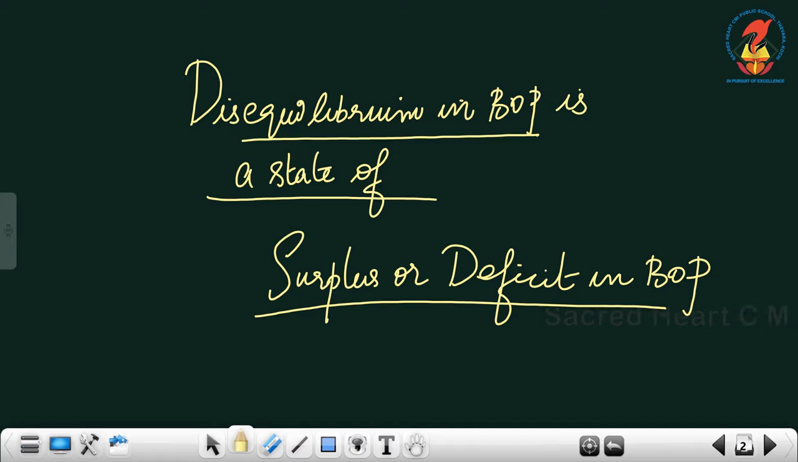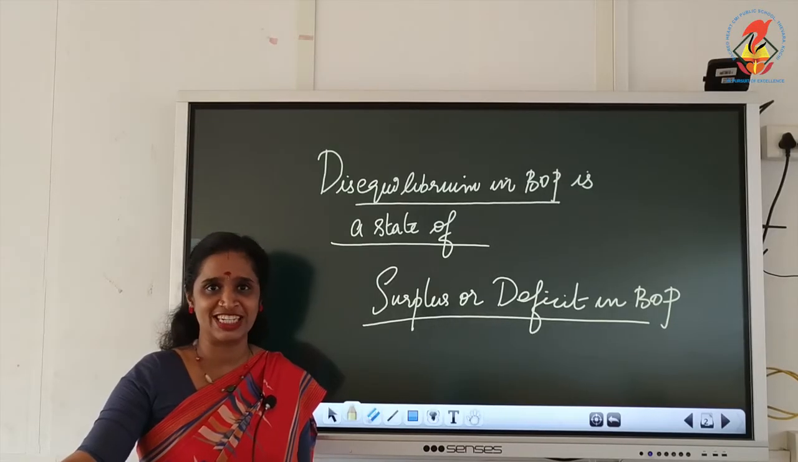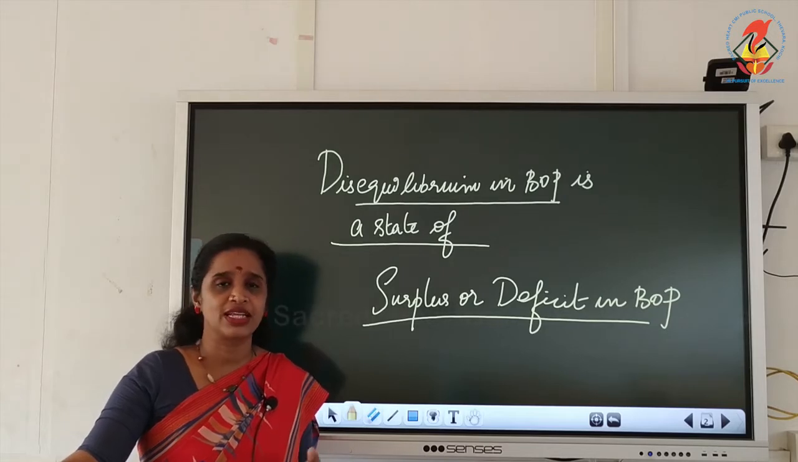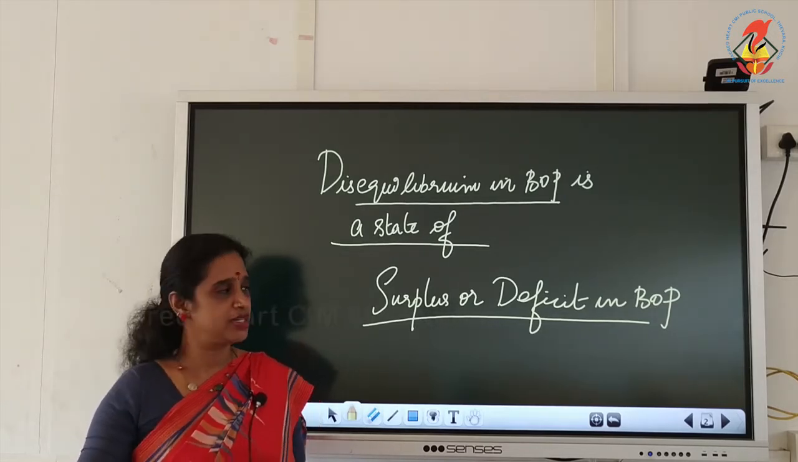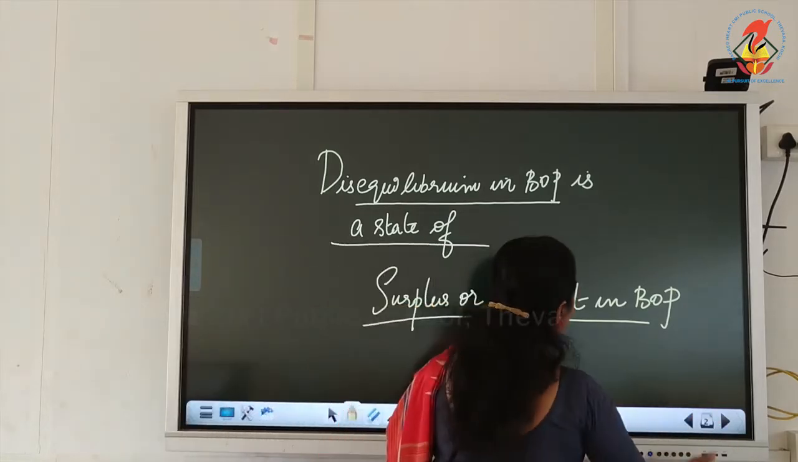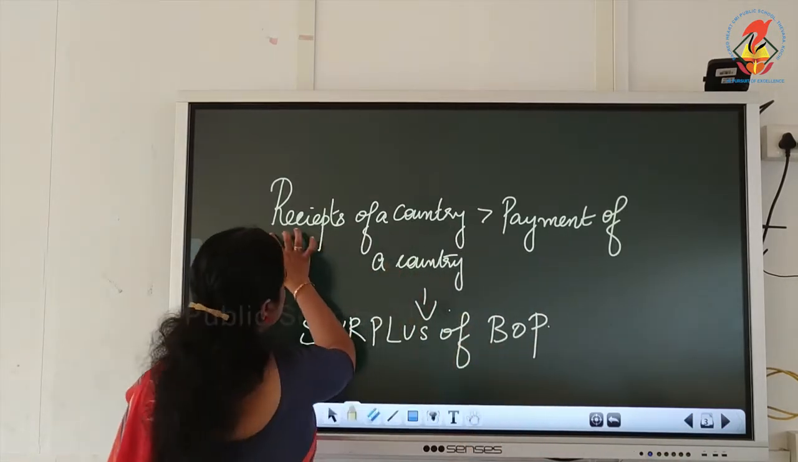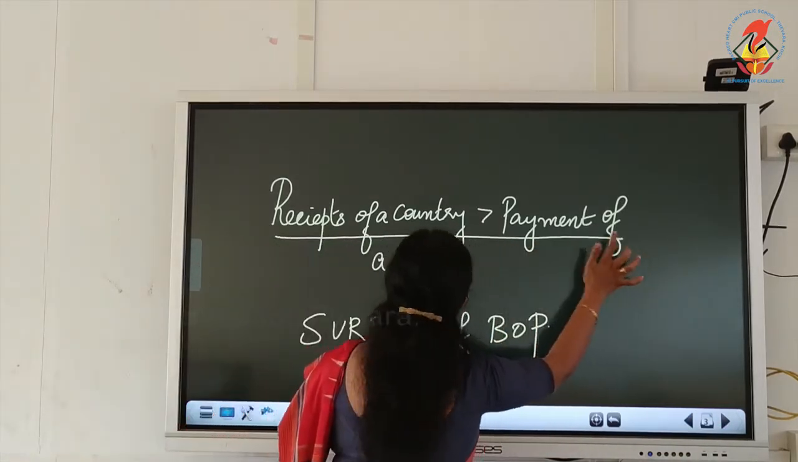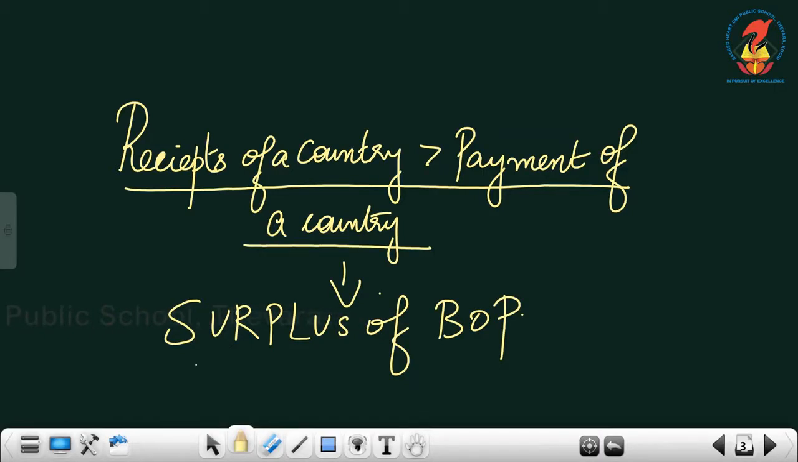Whenever there is a surplus, that is also a state of disequilibrium, even though it is on the positive side. Whenever there is a deficit, that is also a sign of disequilibrium in the balance of payment. Now, when the receipt of a country is greater than the payment of a country, there is surplus of BOP.